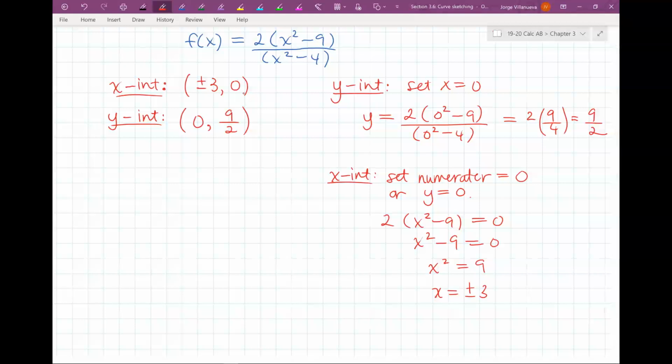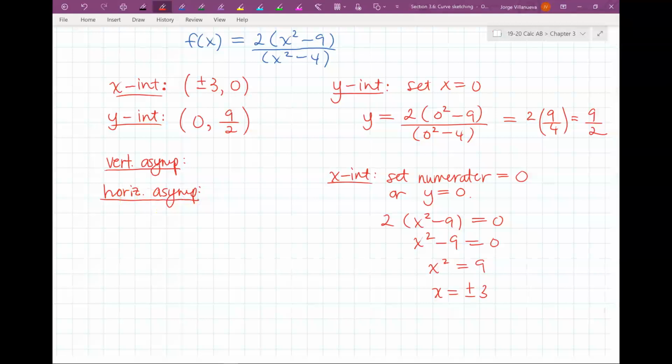Right, so I found my y-intercepts, I found my x-intercepts. That's great. Now I've got to try to figure out my asymptotes. Right, so let's find my vertical and my horizontal. Now notice all this work that we're doing is still step 2. Okay.